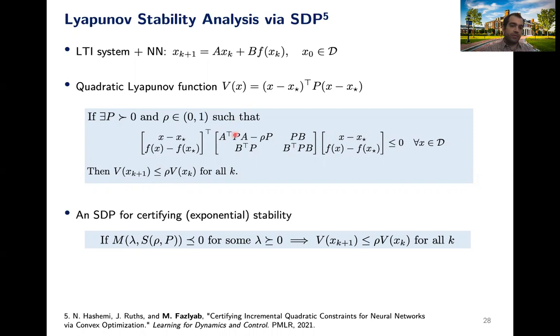So we can again apply this procedure and find an SDP, or a linear matrix inequality, as a sufficient condition for this quadratic inequality to hold. We have the result in the following form. If a linear matrix inequality is feasible, then we can guarantee exponential stability. Then we can search for a matrix P using semi-definite programming.